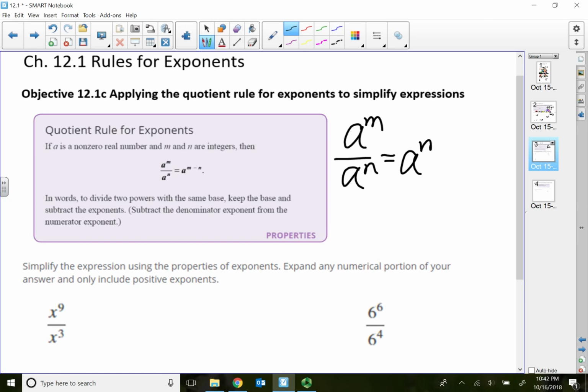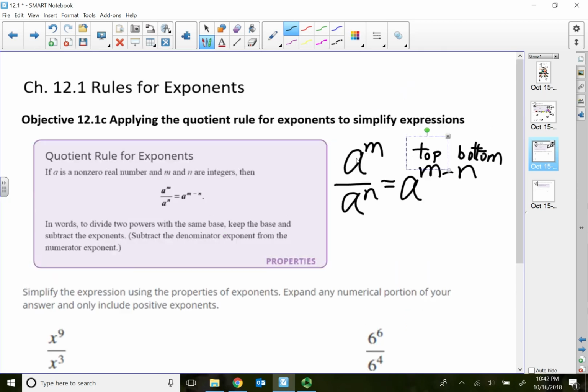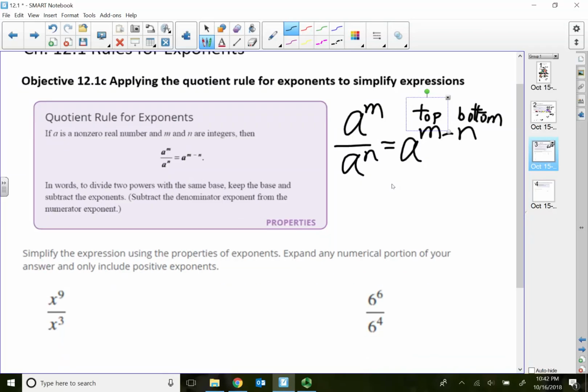We always take the top exponent and subtract the bottom exponent. Again, division between anything is only one term, so this rule only works if we're actually dealing with one term only. Why do we subtract? If I have 2 to the fourth over 2 to the third, by this rule, I take the top exponent minus the bottom, and I get 2 to the first power, or just 2.